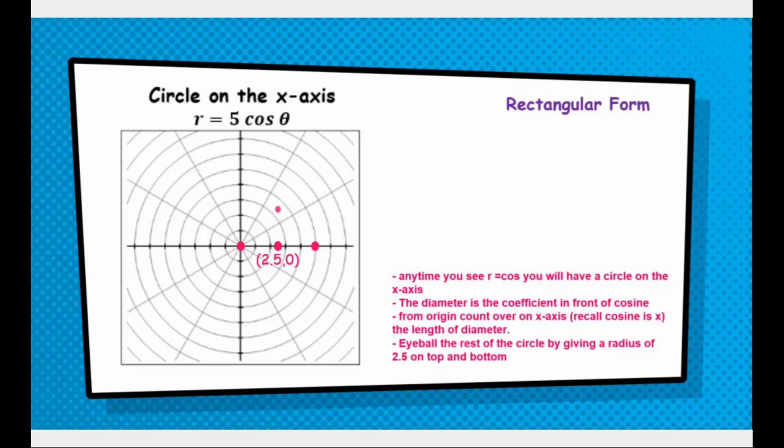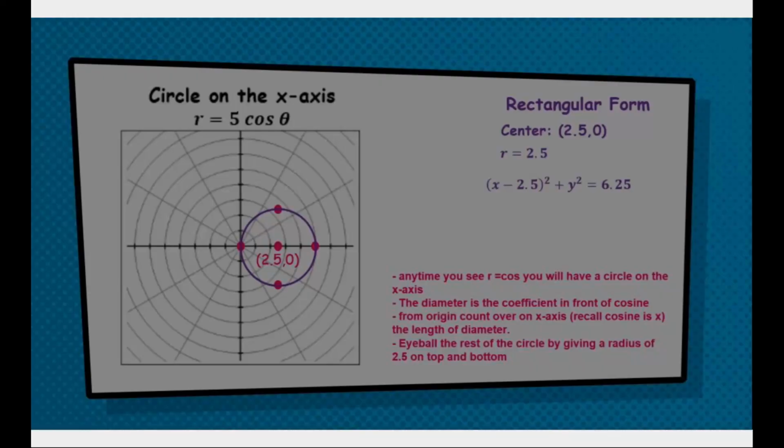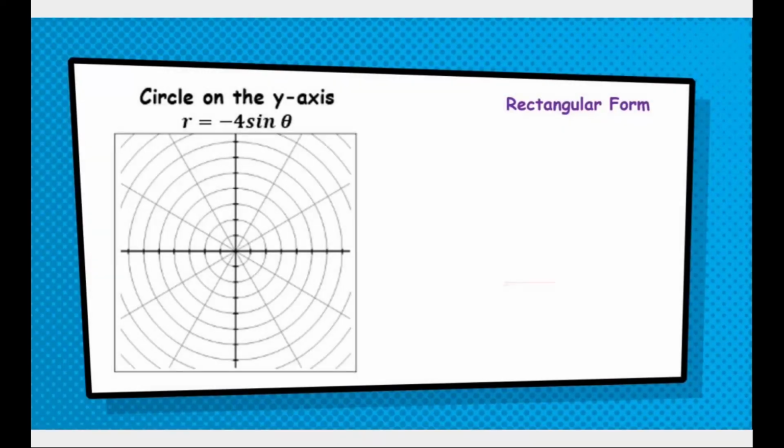And then we're going to eyeball the rest of it approximately so we can draw our circle like this. So this would be a circle on the x-axis. And then our center is 2.5, comma 0. So in rectangular form, our radius is 2.5. We can see that here. So now if I plug this in, this is a circle, right? So I'm going to use that for my equation of the circle. I have x minus 2.5, my h, squared, plus y squared. And if I square 2.5, I get 6.25. And this would be my rectangular form.